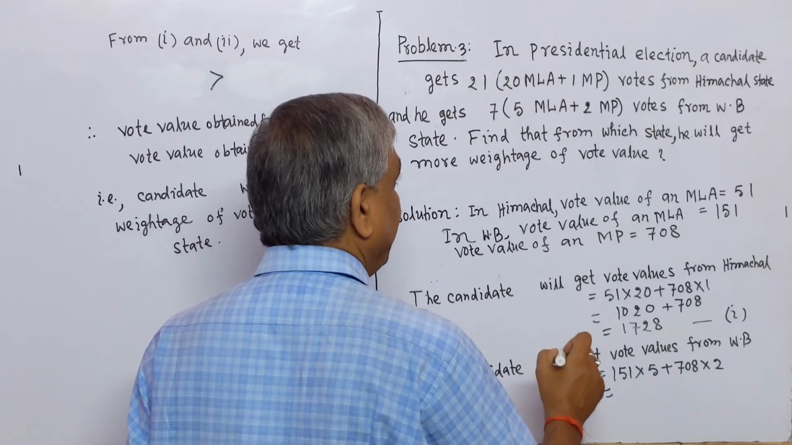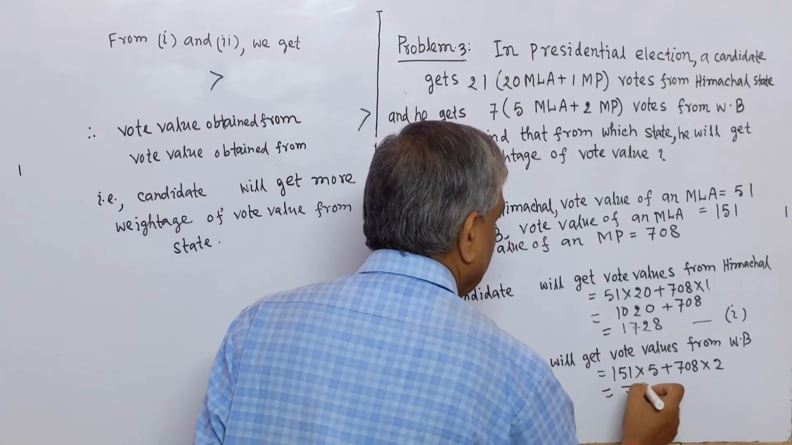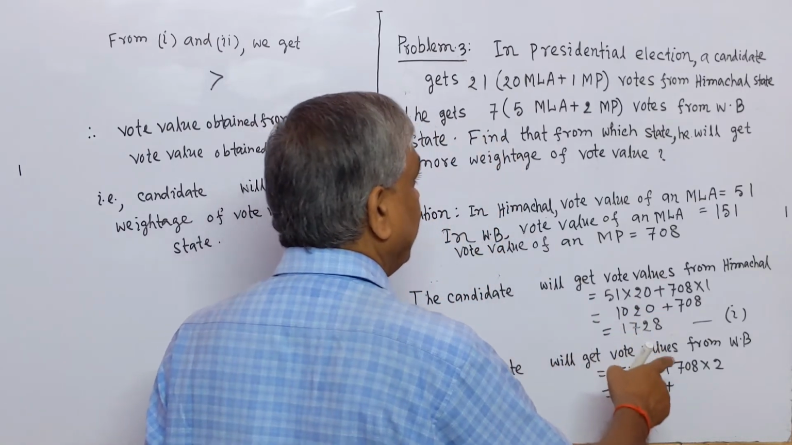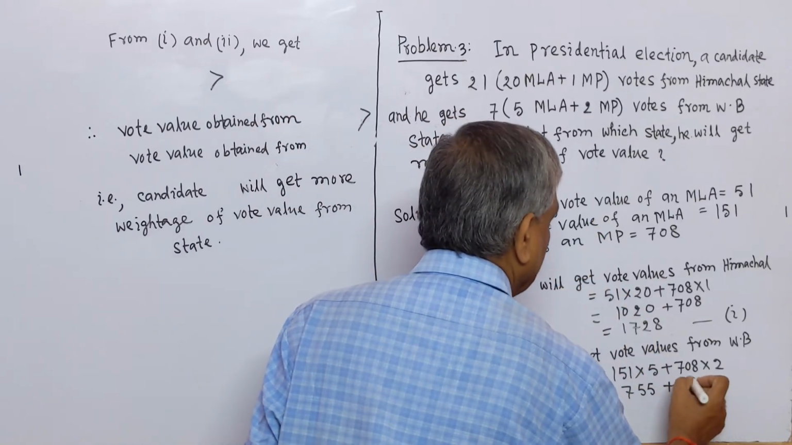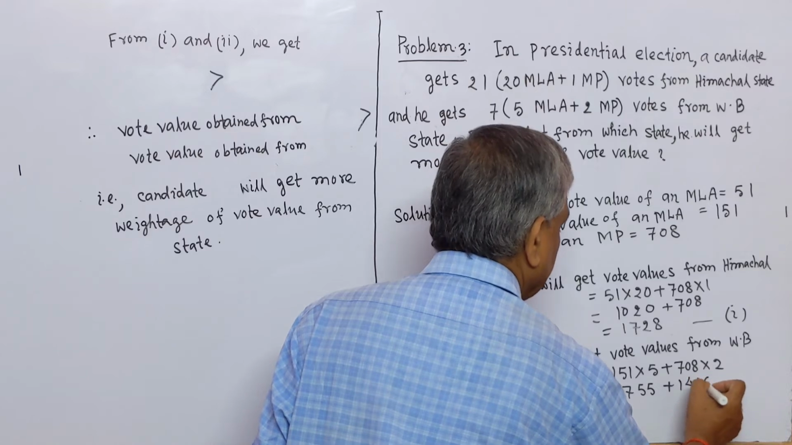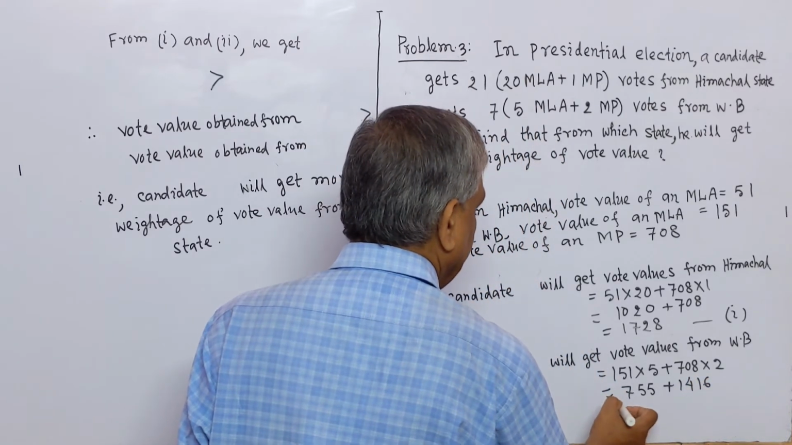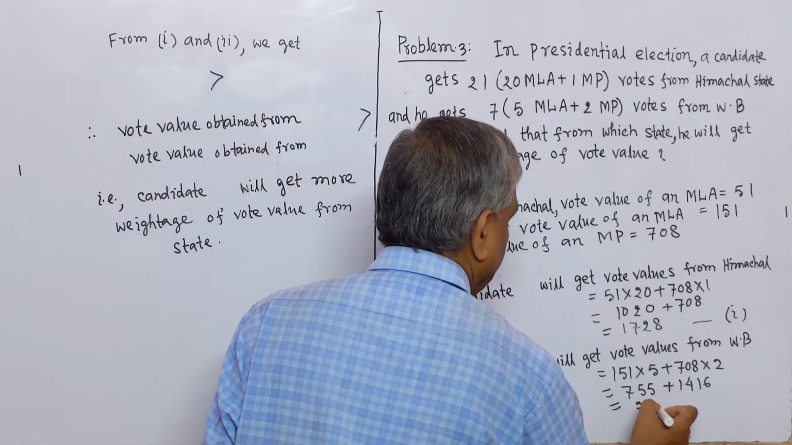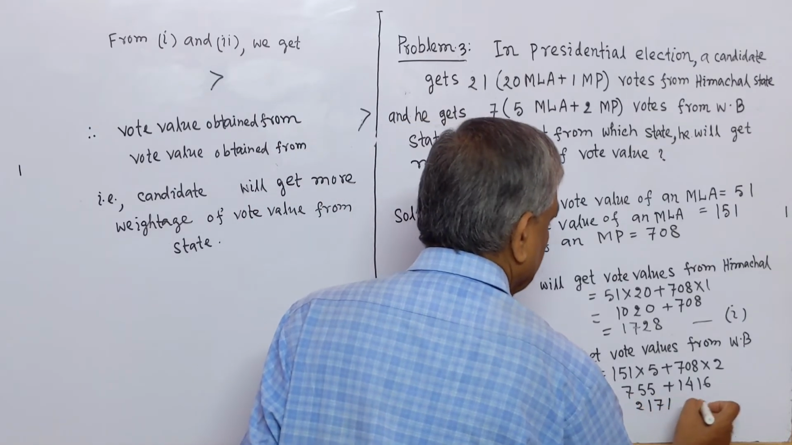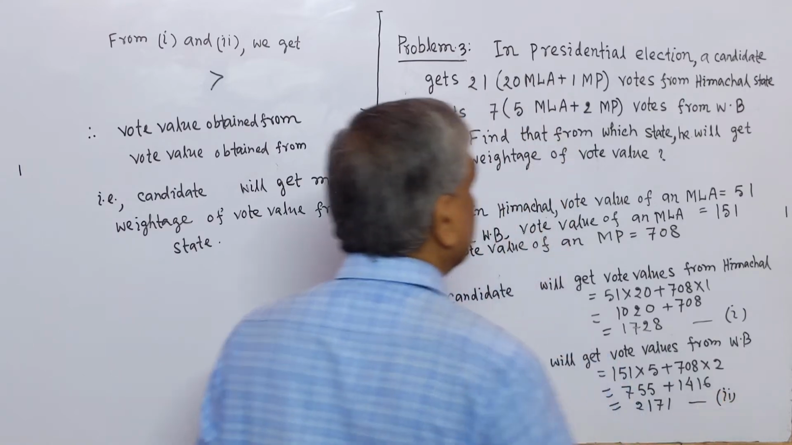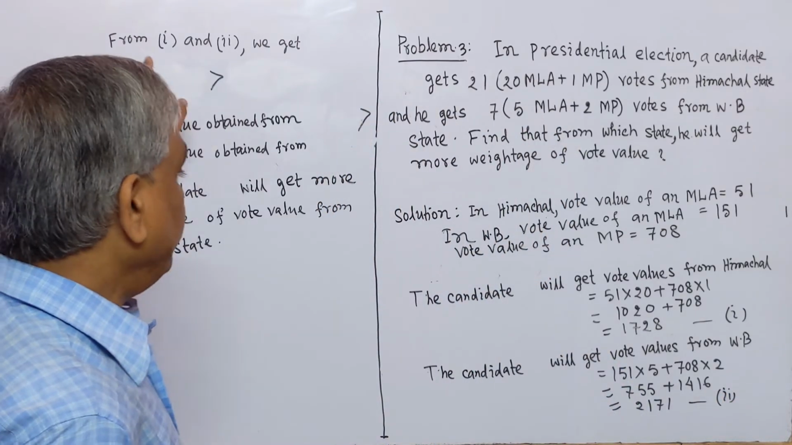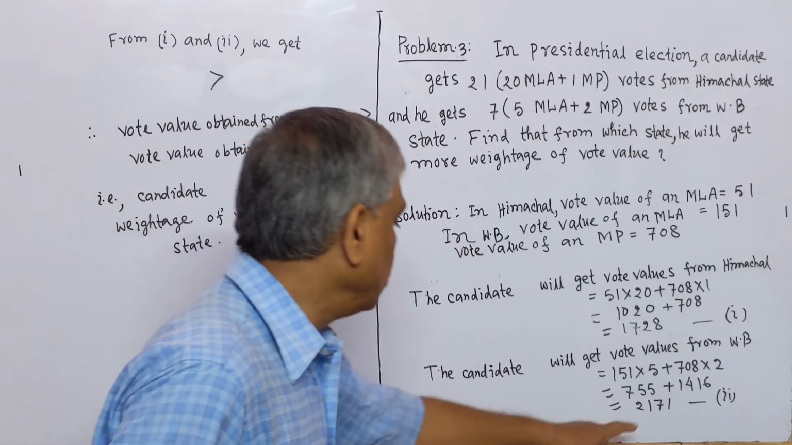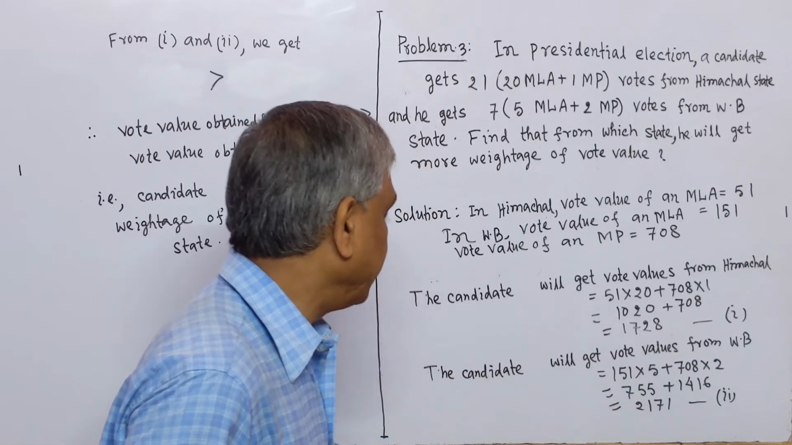151 multiplied by 5 equal to 755 and 708 multiplied by 2 equal to 1416. And if we add these, we will get 2171. This is number 2. Now, from 1 and 2, we get that 2 is greater than 1.